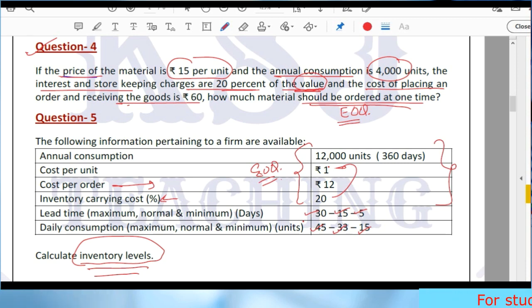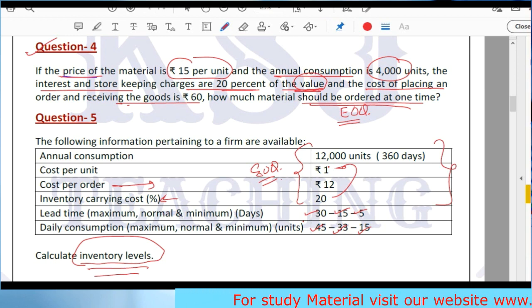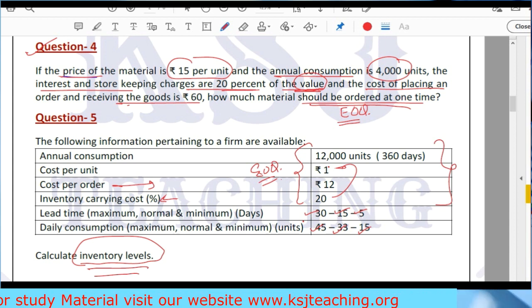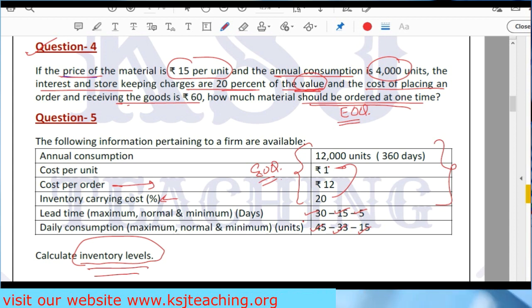What are the inventory levels? You have to calculate reorder level. For that, maximum consumption into maximum lead time, and it is given to you, sir, straight away, 45 into 30. Sir, now this is your homework. Right? I have told you the concept. This is your homework now.